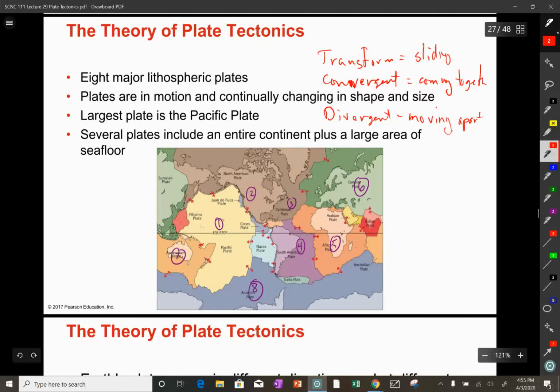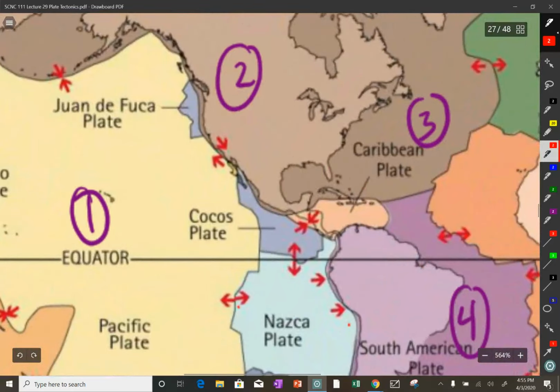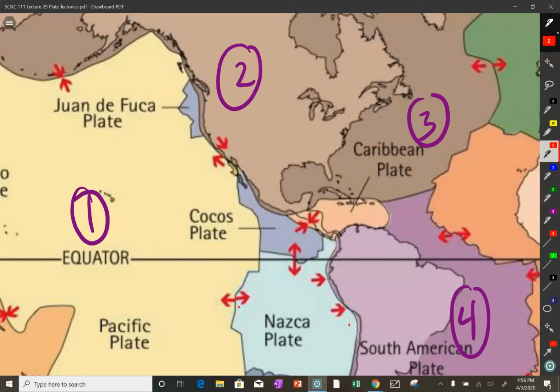Now let's zoom back in and think about this. You have probably heard two things. California is going to fall into the ocean. What does that fundamentally mean? It means that California, which is roughly here, is going to move from being on the North American plate onto the Pacific plate.